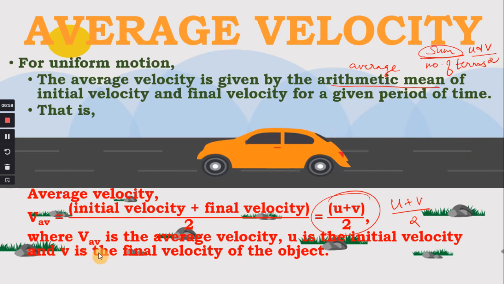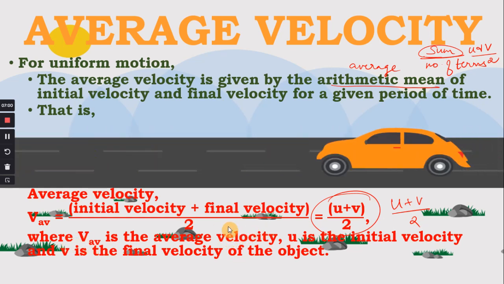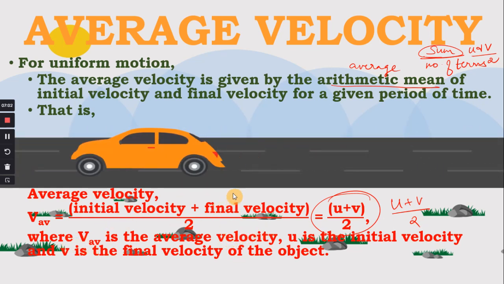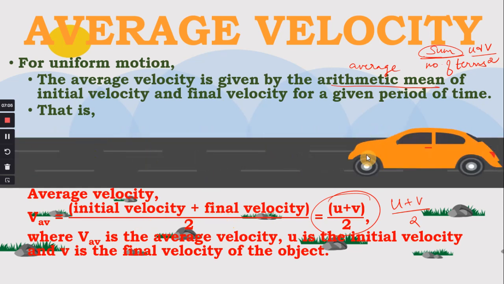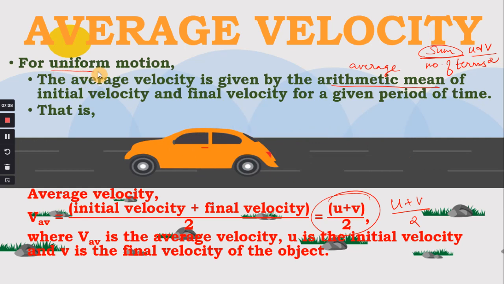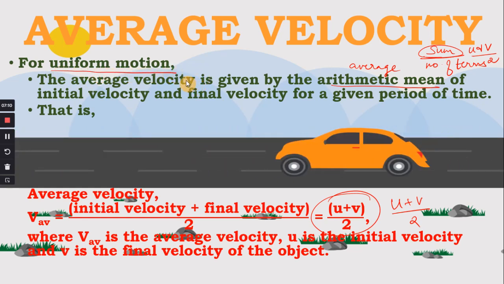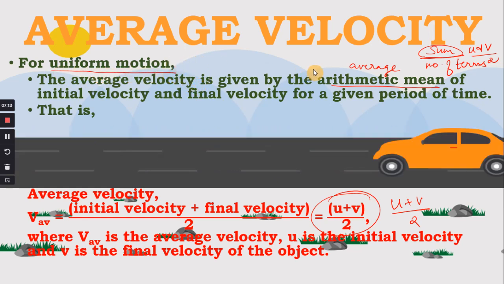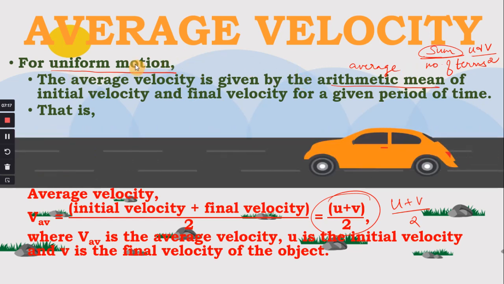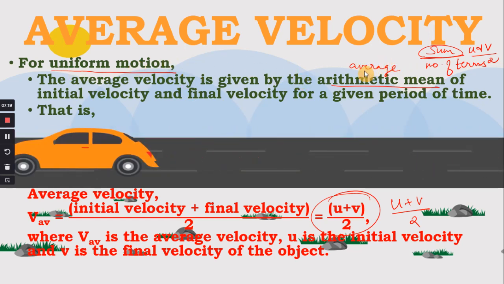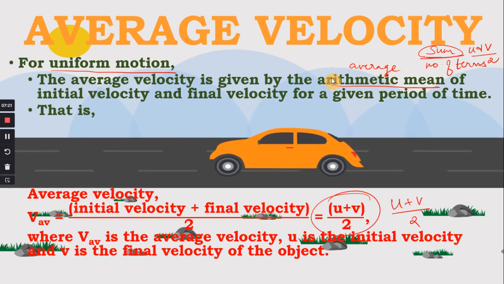So your average velocity is nothing but the sum of the initial and the final velocity divided by 2, for a given period of time. This is for your uniform motion. Why? Because for uniform motion it will remain the same. However much time you take, it is going to remain the same. The velocity has not changed. So that is why we have this formula.